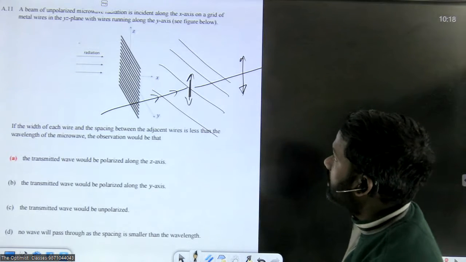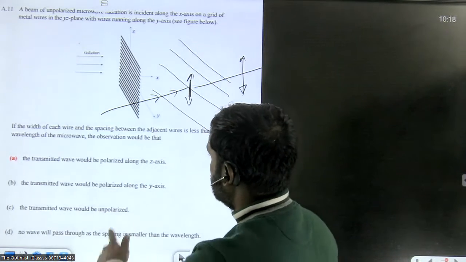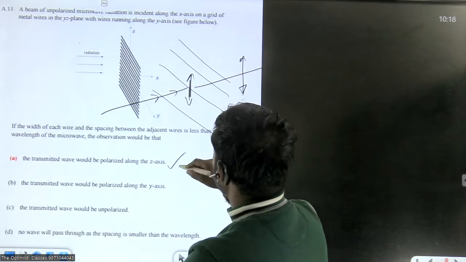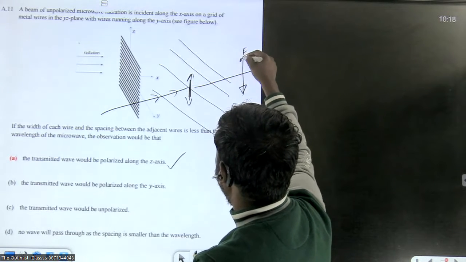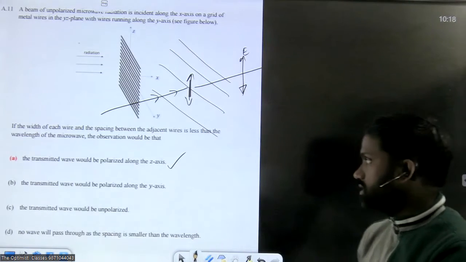Okay, so that's why this direction is the z direction. So we'll say that the transmitted wave will be polarized along the z direction. This will be the direction of the electric field, so since the electric field is in the z direction, we'll say that it is polarized in the z direction.